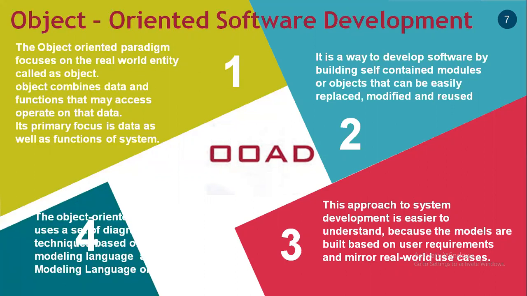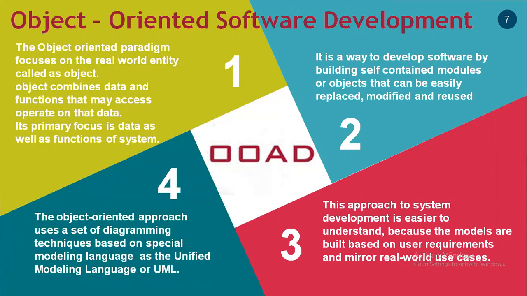software development. Next, the object-oriented approach uses a set of diagramming techniques based on a special modeling language, the Unified Modeling Language or UML. A special type of language is used. It means each and every stakeholder is on the same page. Due to this UML, whatever the analyst is analyzing is understood by the design people, and whatever the design people are designing is understood by the implementation people, because everybody knows this UML. So each stakeholder is on the same page.